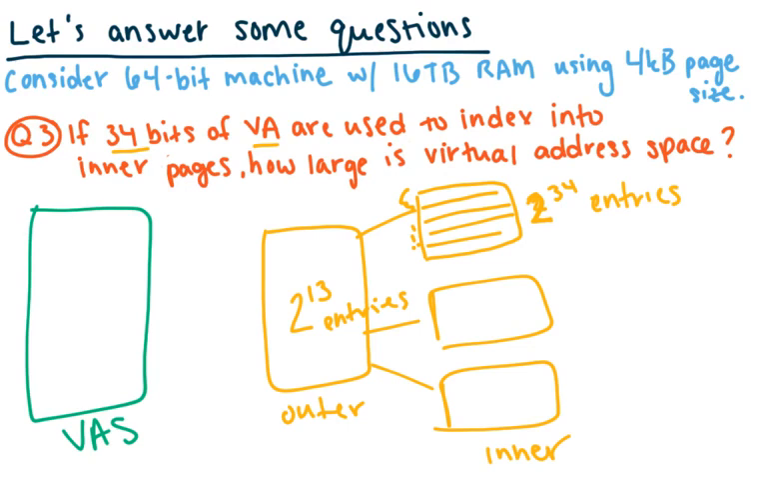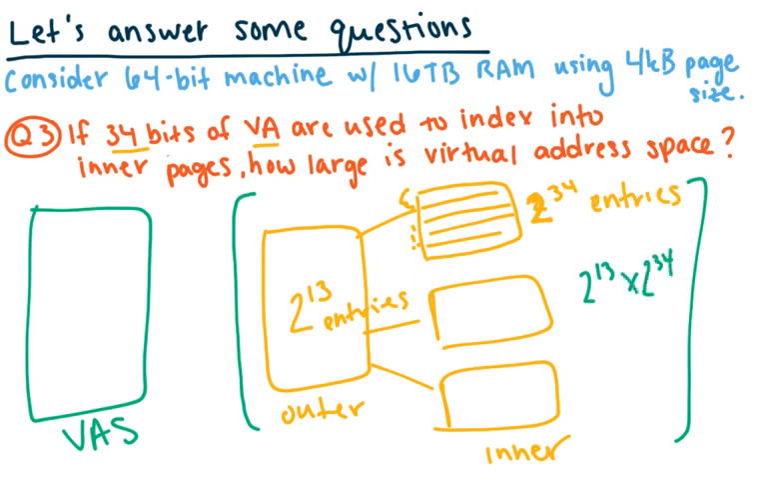So how large is that going to be? How large can it be is really the question. So if we have all of these possible places to map, then we have up to 2 to the 13 times 2 to the 34 possible entries. So there are all possible combinations of how these virtual addresses can index in. Okay, so this is going to be equal to 2 to the 47th.